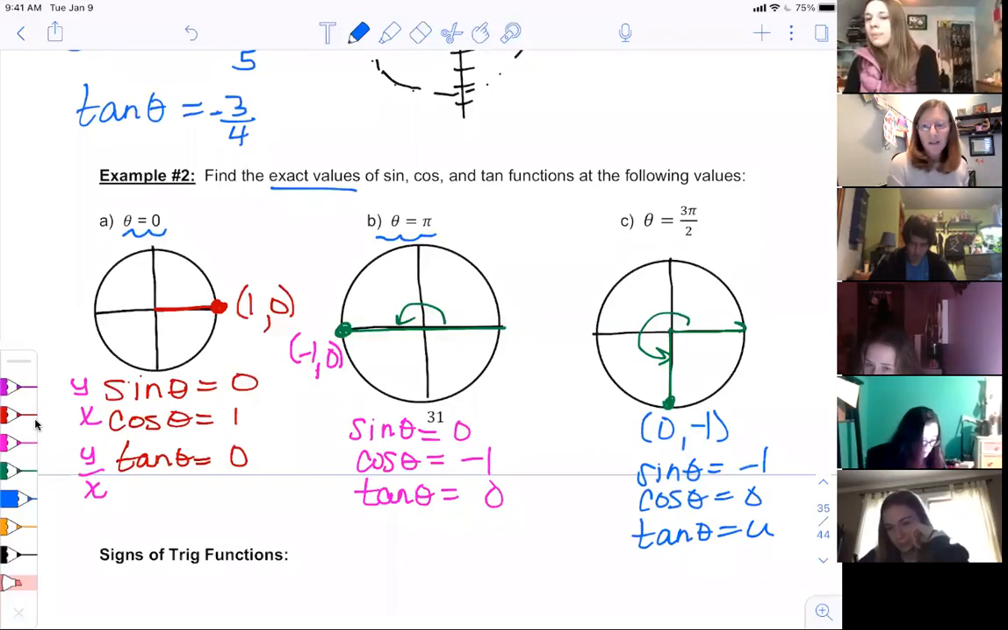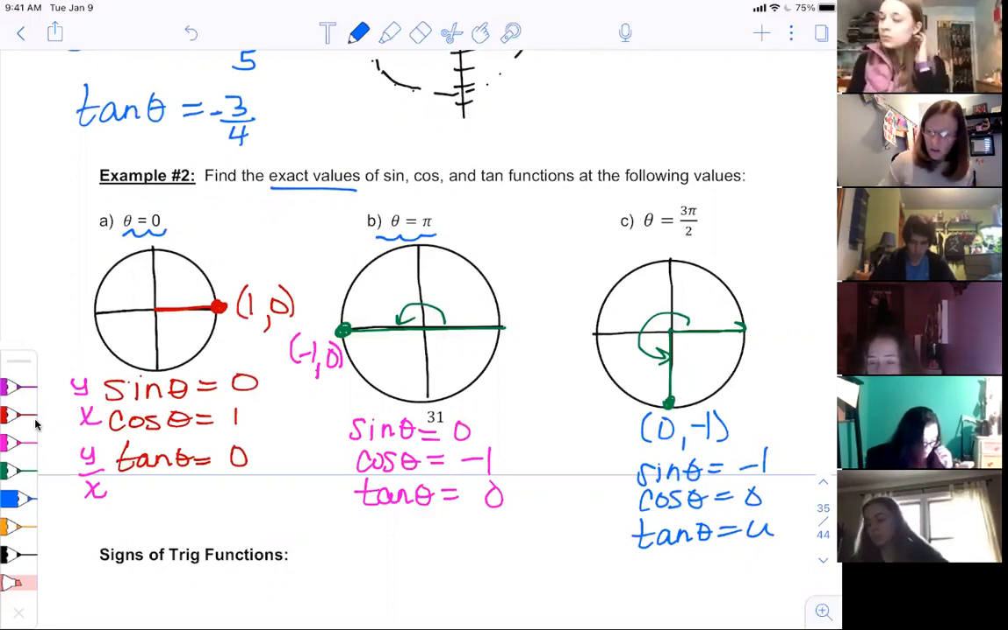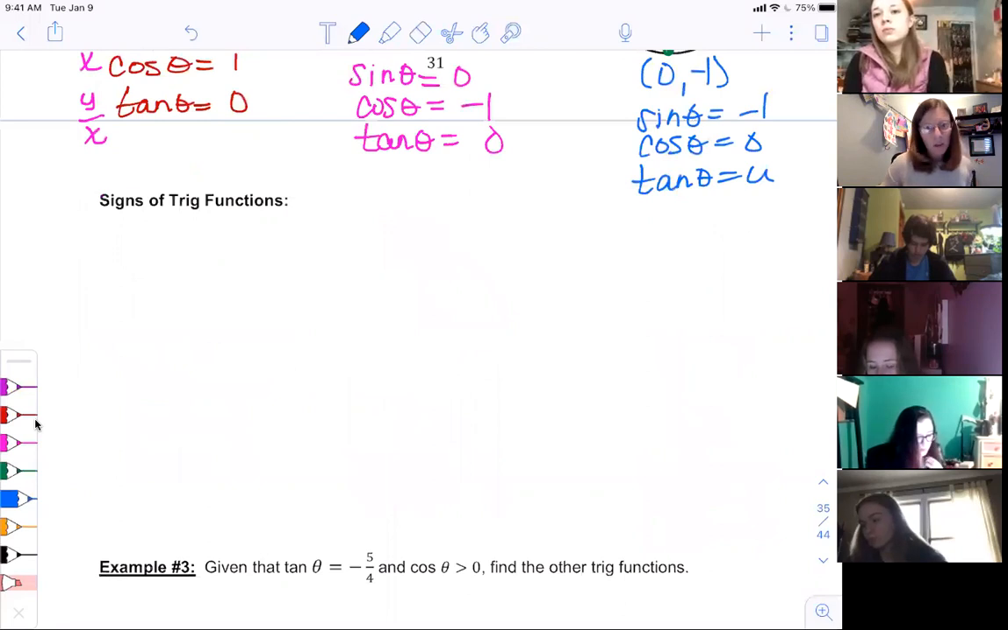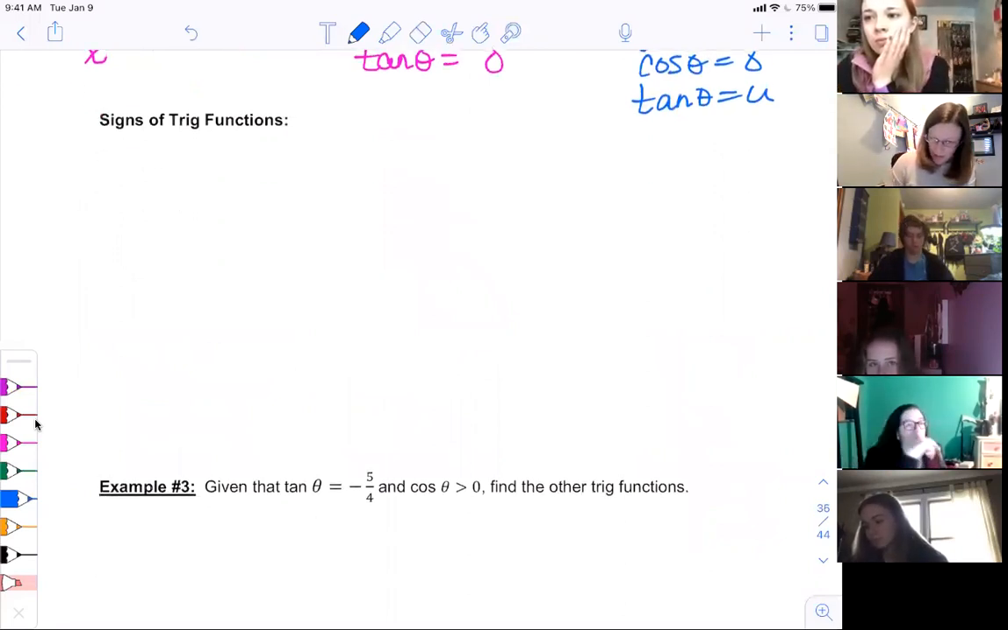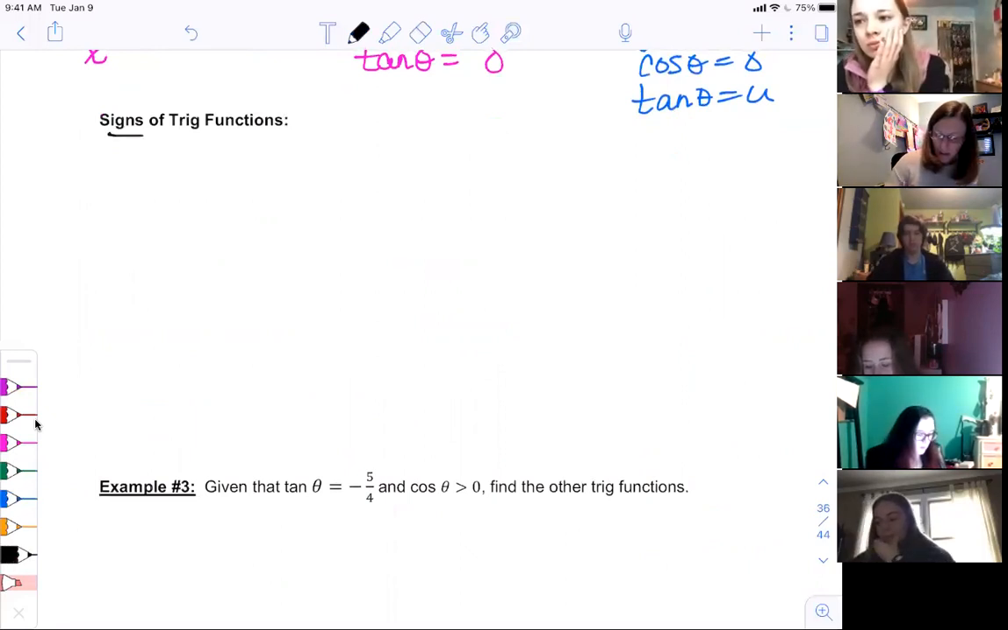Good. Questions on that? So still an ordered pair, but because it doesn't make a triangle, we're using that point x and y. So there are 2 other things that we're going to look at. I said it was pretty short. There's one more example below, but then there's this big space here where it says signs of trig functions.